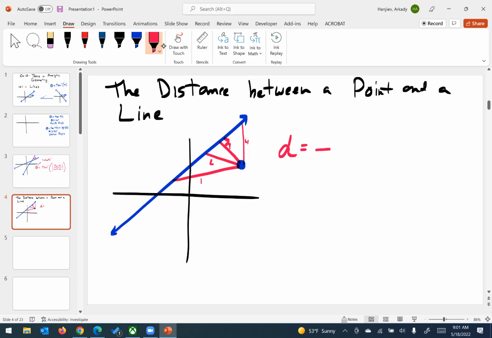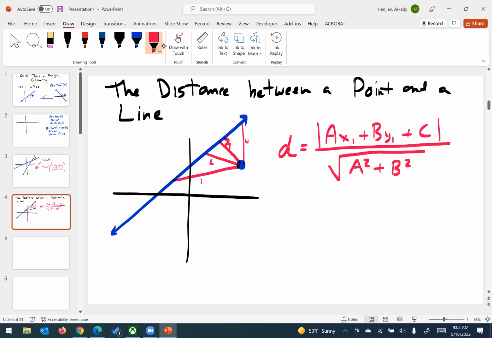The distance from a line to a point is the absolute value of A times x1 plus B times y1 plus C. And we'll see what all those things mean in just a second here, over the square root of A squared plus B squared. That absolute value is just on the top.